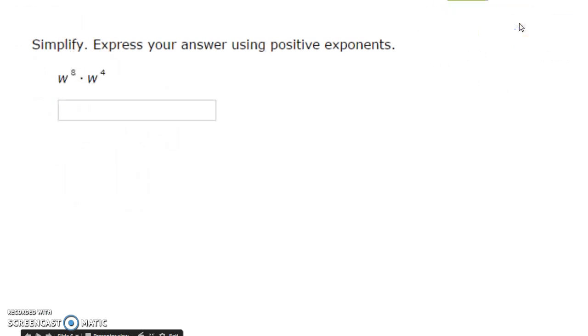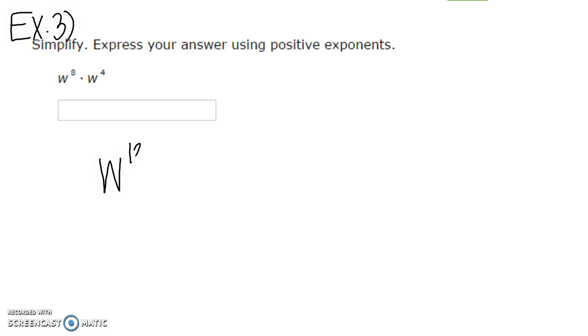All right, next example, call this example 3. Try it on your own. Hit pause when you're ready to check your answer. Hit play. All right, do we have the same base? Yes, the same base as W, so then we just add the exponents, W to the 12th power. And we're done.